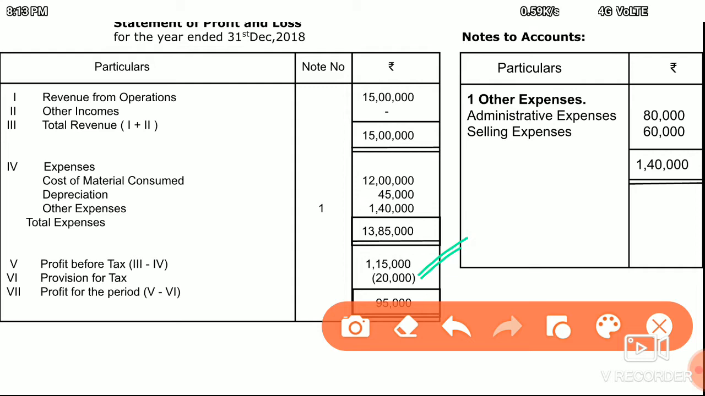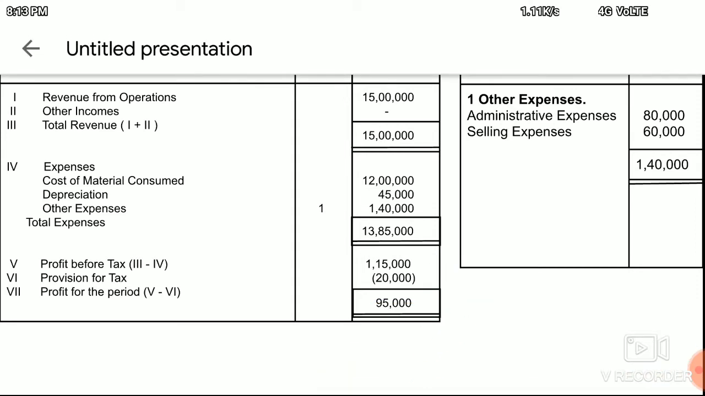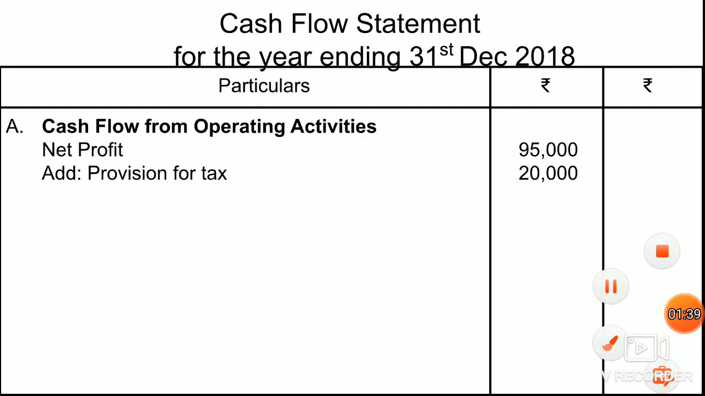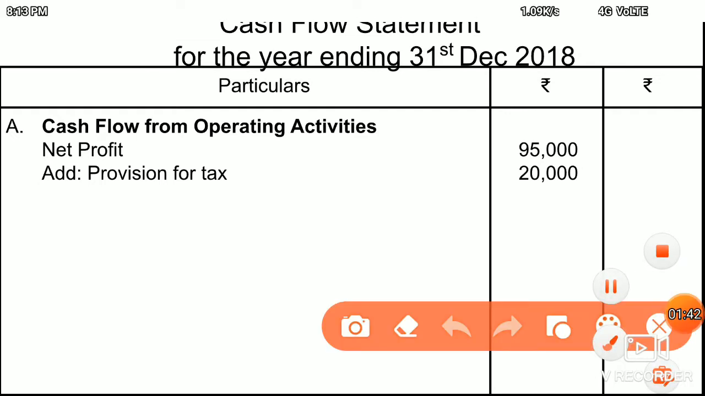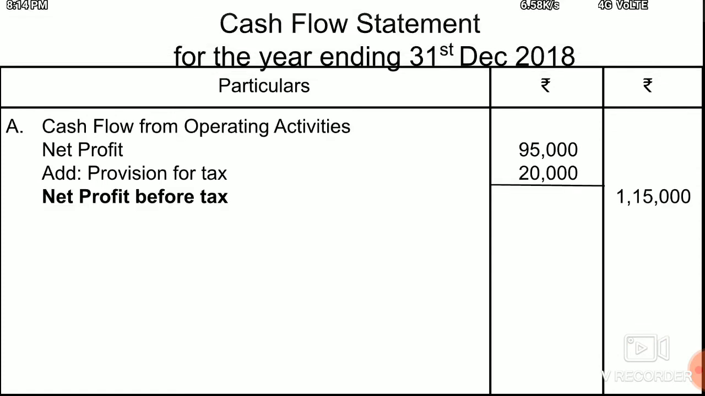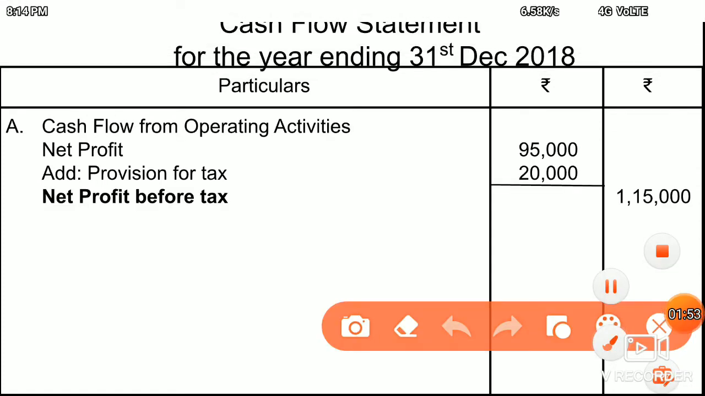In my previous video, I have explained in detail how to calculate the net profit before tax. So if you want to understand, you can look at my previous video. Here in this question we have only one item, that is provision for tax. So we add this to the net profit after tax of 95,000 to get our net profit before tax, which in this question will be 1,15,000. Now our next step is to calculate the operating profit before working capital changes.